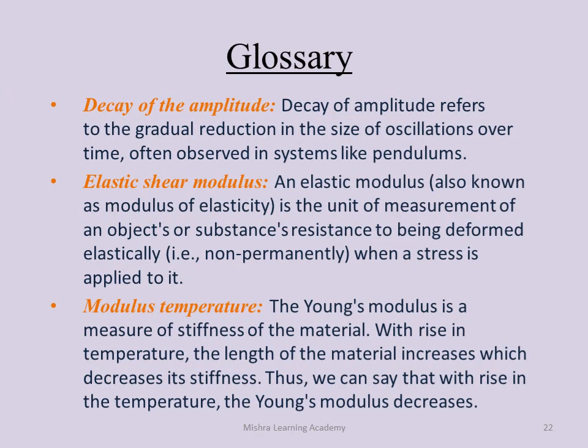Then decay of amplitude. Decay of amplitude refers to the gradual reduction in the size of oscillations over time, often observed in systems like pendulums. Then elastic shear modulus. An elastic modulus, also known as modulus of elasticity, is the unit of measurement of an object's or substance's resistance to being deformed elastically, that is non-permanently, when a stress is applied to it.